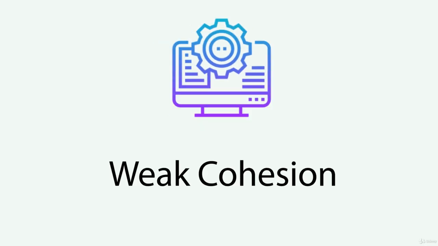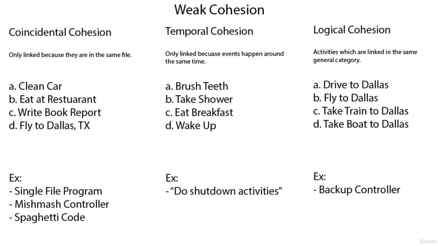So let's start our first category with weak cohesion. Weak cohesion is the quote unquote worst form of cohesion. It means that we don't have a lot of cohesion. And remember, we want strong cohesion and loose coupling.